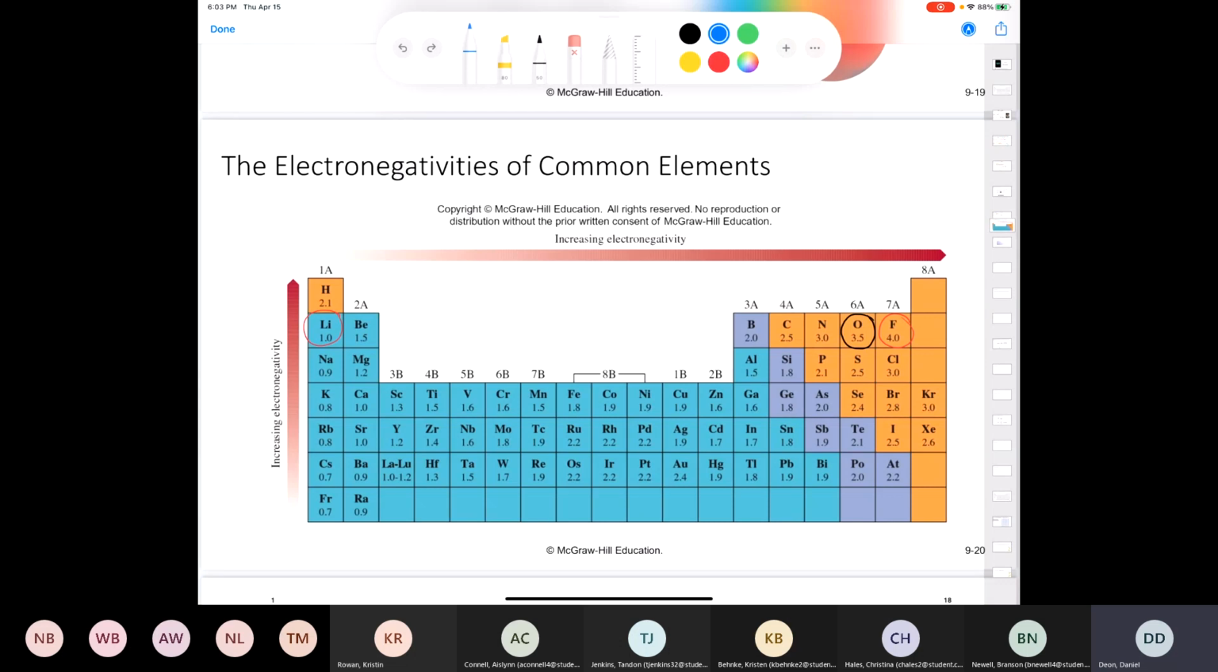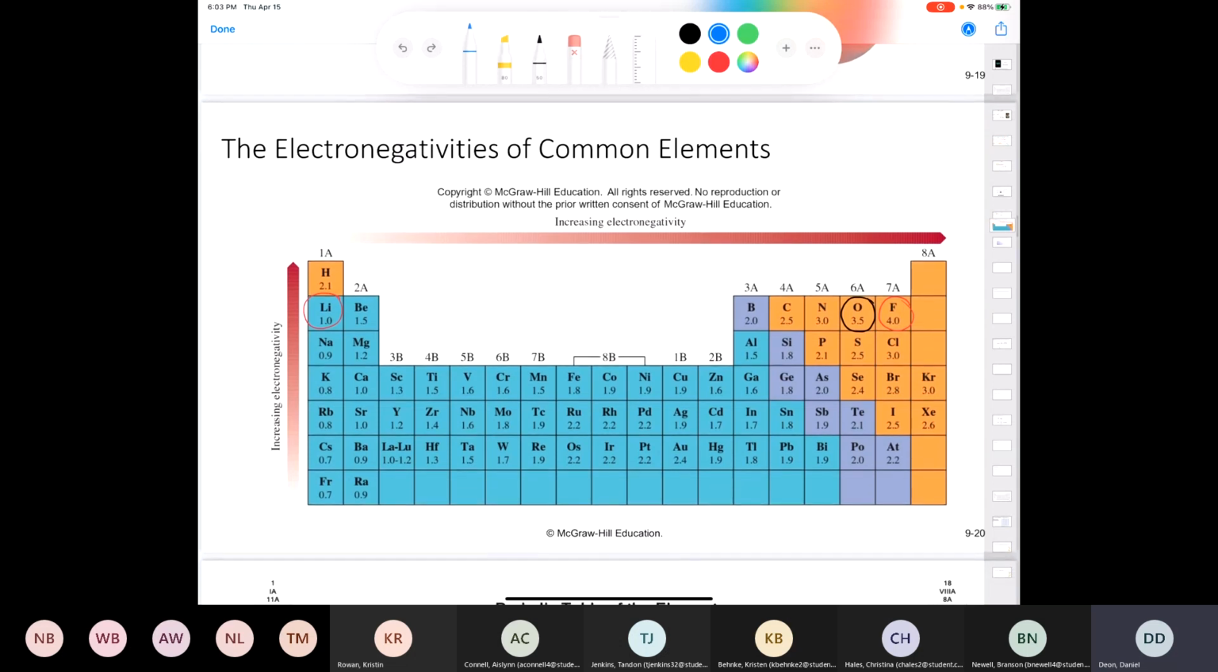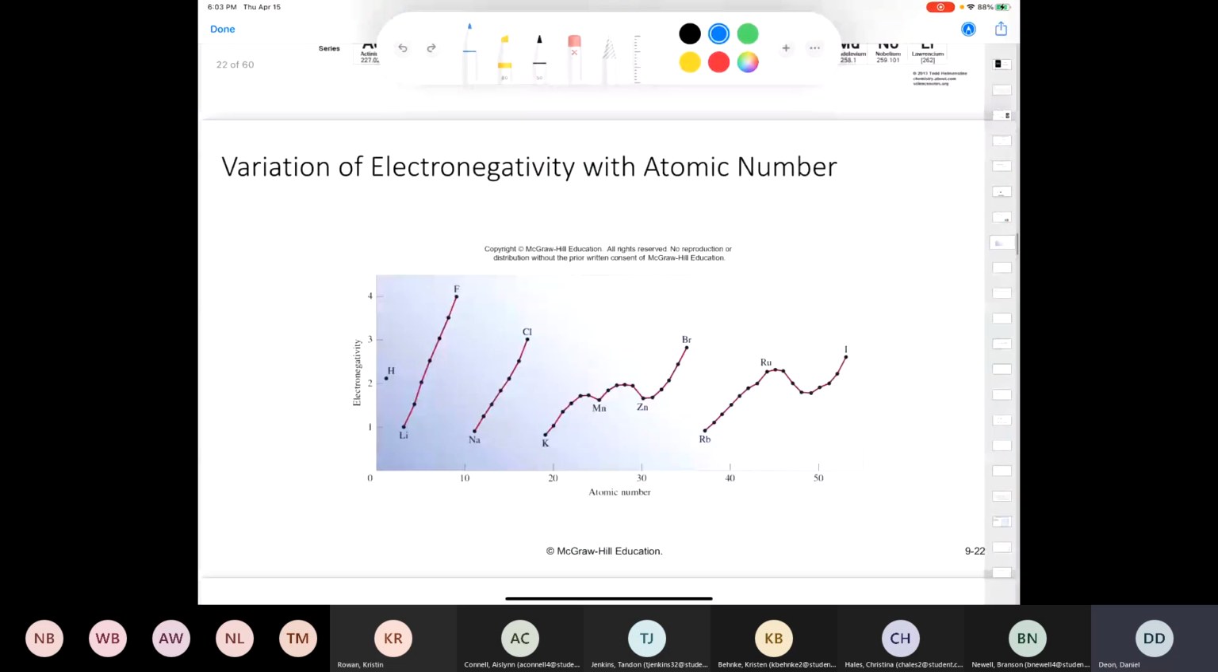I'm going to show you how to use these numbers later on in order for us to be able to qualify and partially quantify what is called a polar covalent bond, a covalent bond, or a nonpolar covalent bond, and an ionic bond. So we're going to come full circle and get back to these concepts.